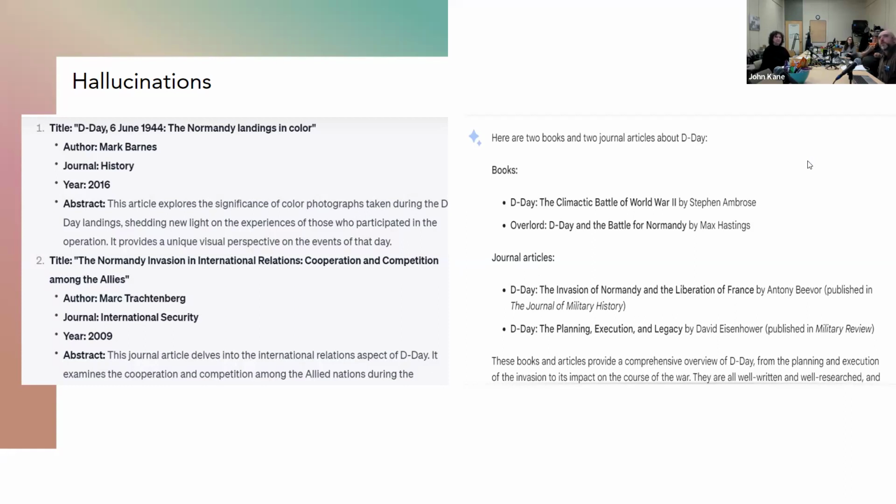Same thing on the right with Google Bard. The Ambrose and the Hastings, as you can see about the books, those are highly regarded books by scholars. And those authors are real, but those journal articles, it's all made up. And then when I asked for a URL for a couple of them, it gave me a completely different URL of the National Geographic.